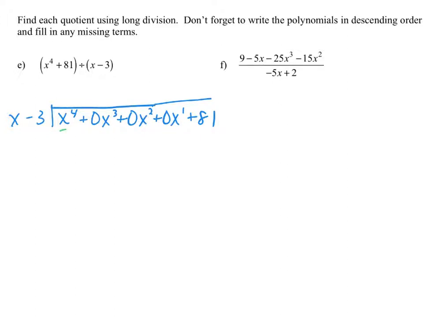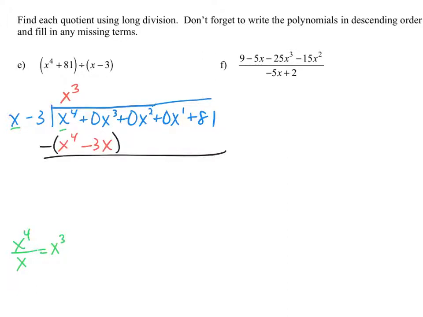Now we take the first term of x to the fourth, and we're dividing that by the first term of our divisor, x. And x goes into x to the fourth, x to the third times. We're going to put a plus x to the third above the line in the division setup, and multiply x to the third times x to get x to the fourth, and x to the third times minus 3 to get a negative 3x to the third. And now we need to subtract this entire quantity. Think about distributing that negative sign. x to the fourth minus x to the fourth is 0, and 0 minus a negative 3x to the third. Sorry, that should have been a third there.